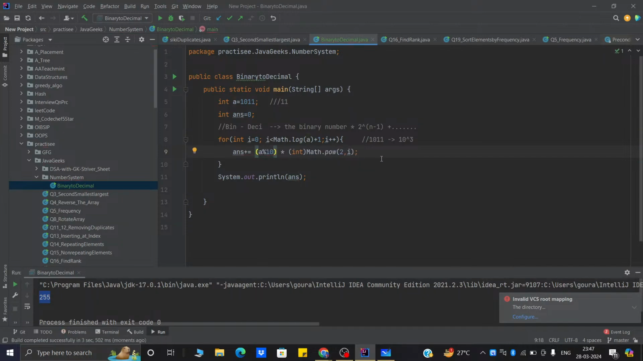Can you tell me why you are doing a modulo 10? Can you tell me once why you are doing it? A modulo 10 means the remainder part, the last part. Yes, and then we have to do a equals a by 10, right? So that it doesn't take the same thing. Yes. Now it is correct.